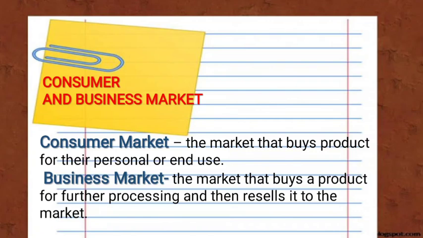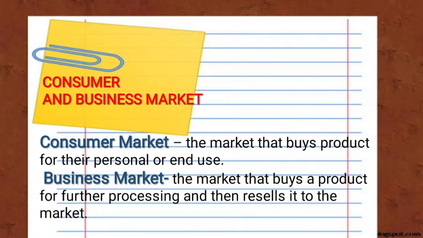Okay, so say for example, if you will be buying a t-shirt and you're the one who is going to use that particular product, then meaning to say you are a consumer market. So you are the end user of the particular product or services. Okay, so when we say business market, on the other hand, this is the market that buys a product for further processing. So take note of the term further processing and then resells it to the market.